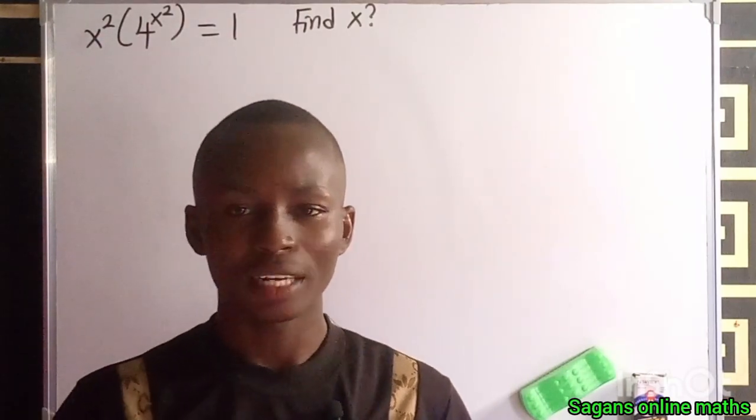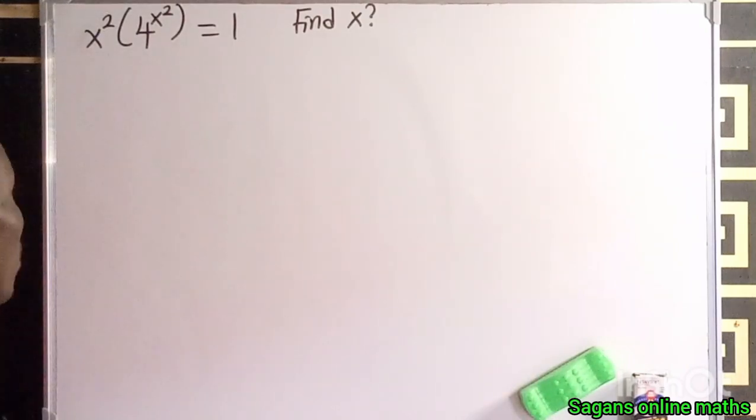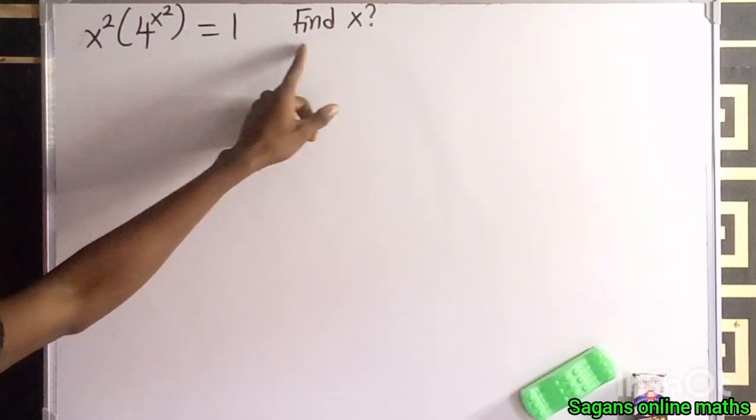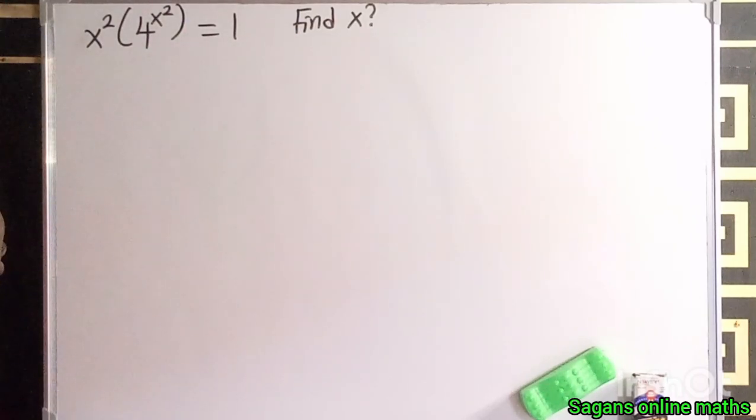Let's solve this question together. Now look at what you are given. We are given that x squared times 4 to the power of x squared is equal to 1. We are asked to find the value of x.